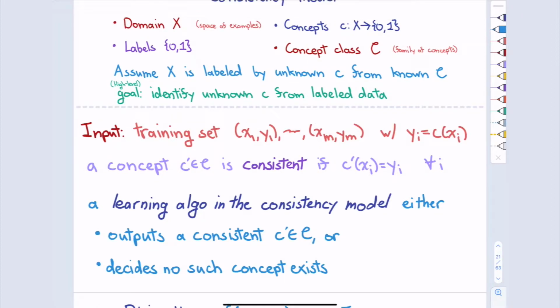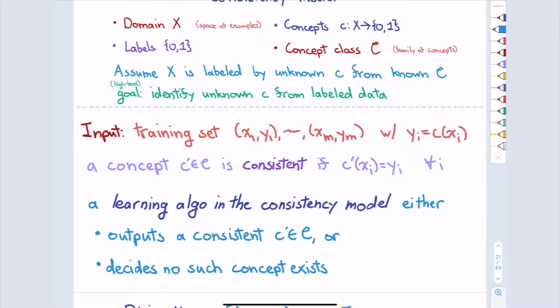Okay, here then comes a more formal definition. What does it mean to have a learning algorithm in the consistency model? This is just a definition, not an opinion. Your input is going to be some training set of data. So x_i represents the email, and y_i is spam or not, the label. Each y_i is going to be c(x_i) for this unknown c. A concept c prime is consistent if it agrees with all of your training data. And a learning algorithm in the quote unquote consistency model is defined as an algorithm that, given this training data, can either find you some consistent concept or declare that no such concept exists.